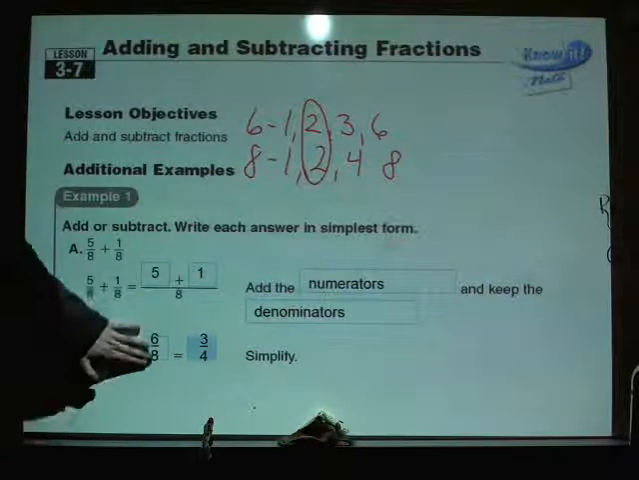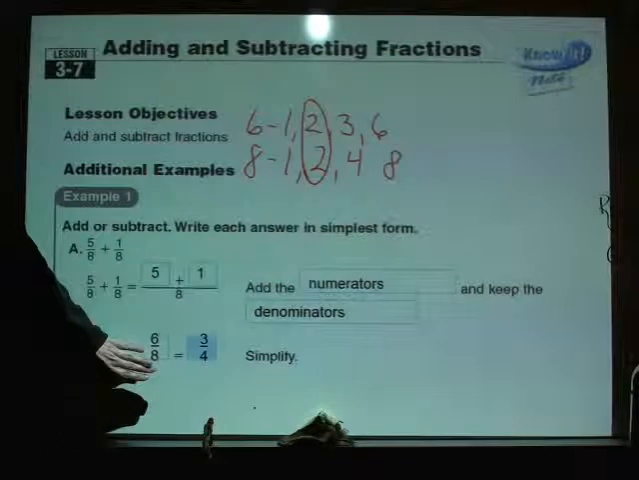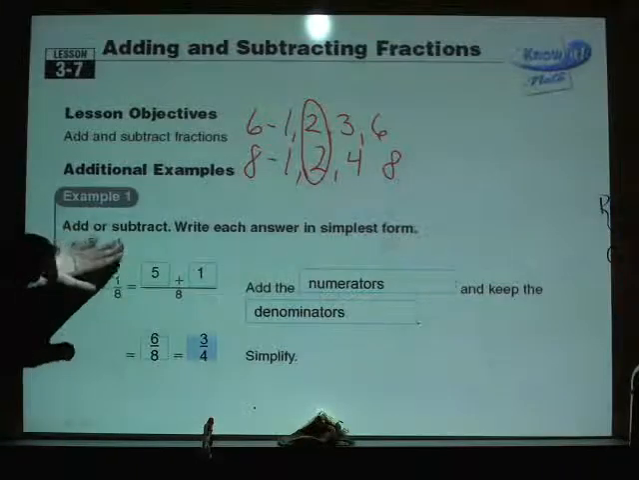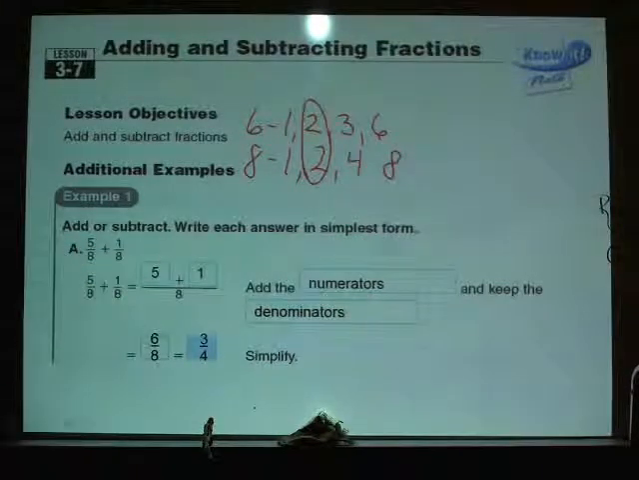So we take and chop each of these by 2. 6 divided by 2 is 3, and 8 divided by 2 is 4. So 6/8 reduces to 3/4. 5/8 plus 1/8 makes 3/4.